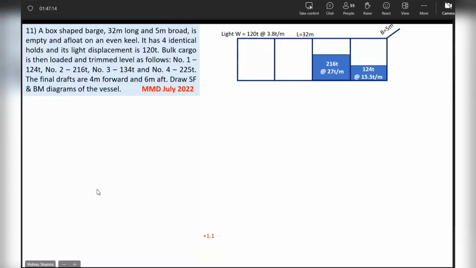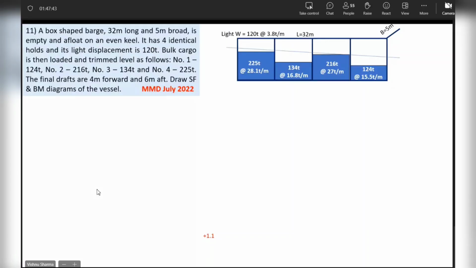216 tons, 27 tons per meter. 134 tons, 16.8 tons per meter. 225 tons. I have rounded off to 1 decimal place in this question, and I'll be working rounding off to 1 decimal place only, because in any case, I'm not going to get exact things, so might as well simplify the working. So guys, up to this, any questions on the diagram, read the question and tell me.